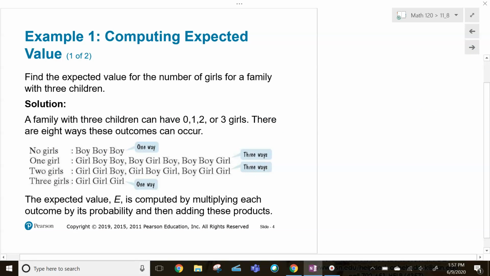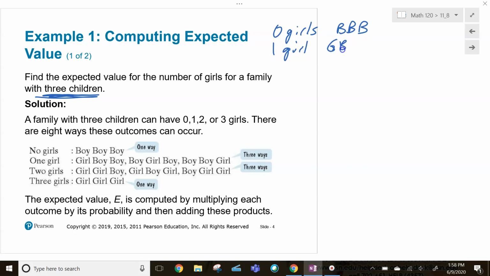All right, let's do a simple scenario first. Find the expected value for the number of girls for a family with three children. You could have zero girls, which means you'd have boy, boy, boy. One girl could be girl, boy, boy, or boy, girl, boy, or boy, boy, girl. So that's all the ways that you could have one girl.